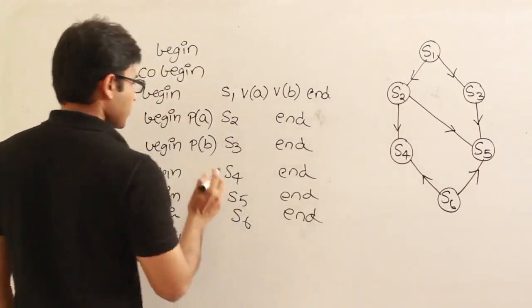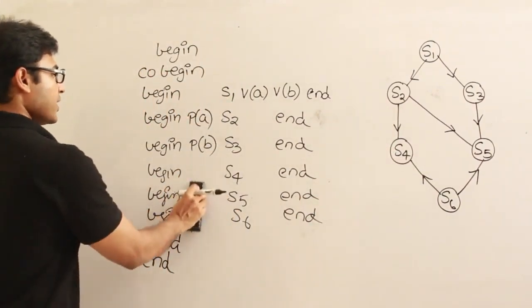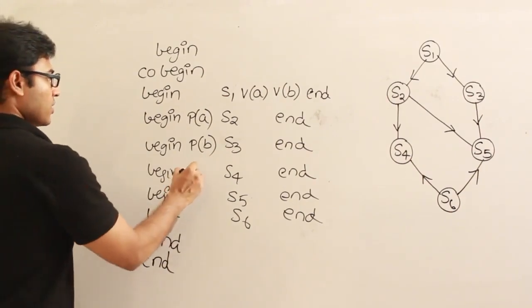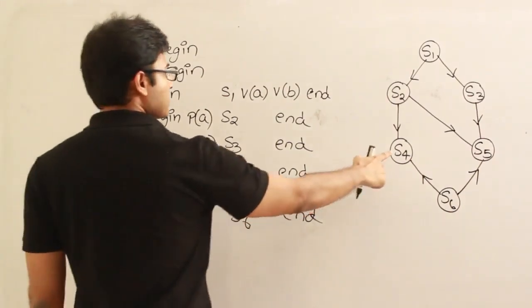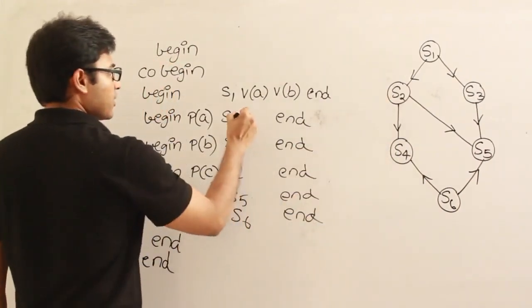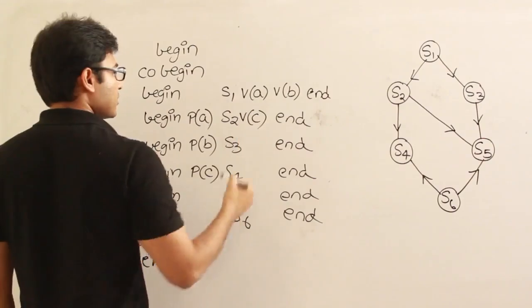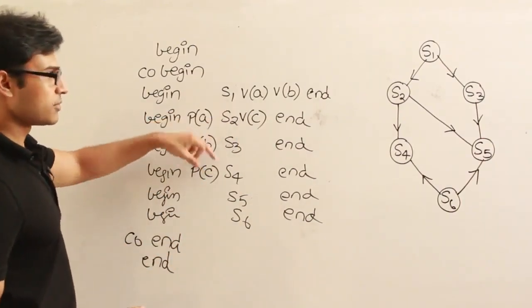S4 should wait for S2 to finish. So I am going to put one more semaphore on which S4 should wait, and that should be exactly one semaphore. So let us say P of C, which means S4 is waiting for C, right? And who should signal it? S2. Therefore here I am going to write V on C. This is how the relationship between S2 and S4 is implemented.